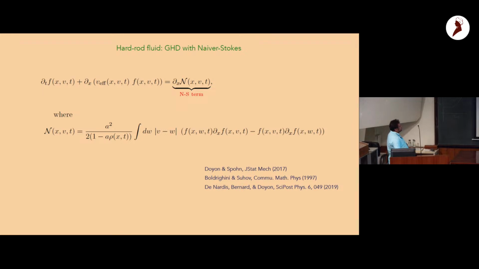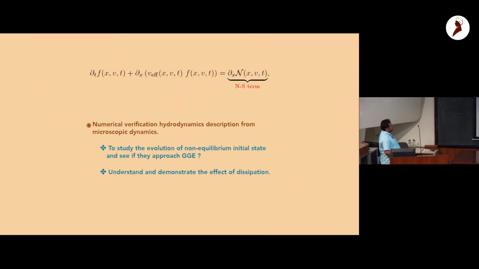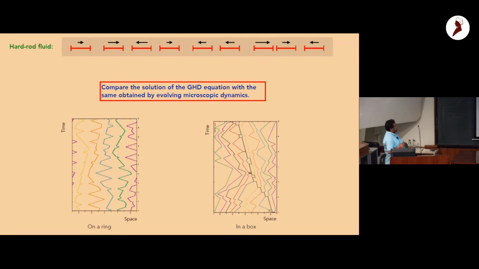So this is the generalized hydrodynamics up to diffusive corrections. Once again, I would like to remind you of what I finally want to study: the evolution of non-equilibrium initial states, and see if they approach the GGE, and what kind of initial states can approach the GGE. Are there initial states which will not approach the GGE? And also understand the effect of these Navier-Stokes terms in this evolution.